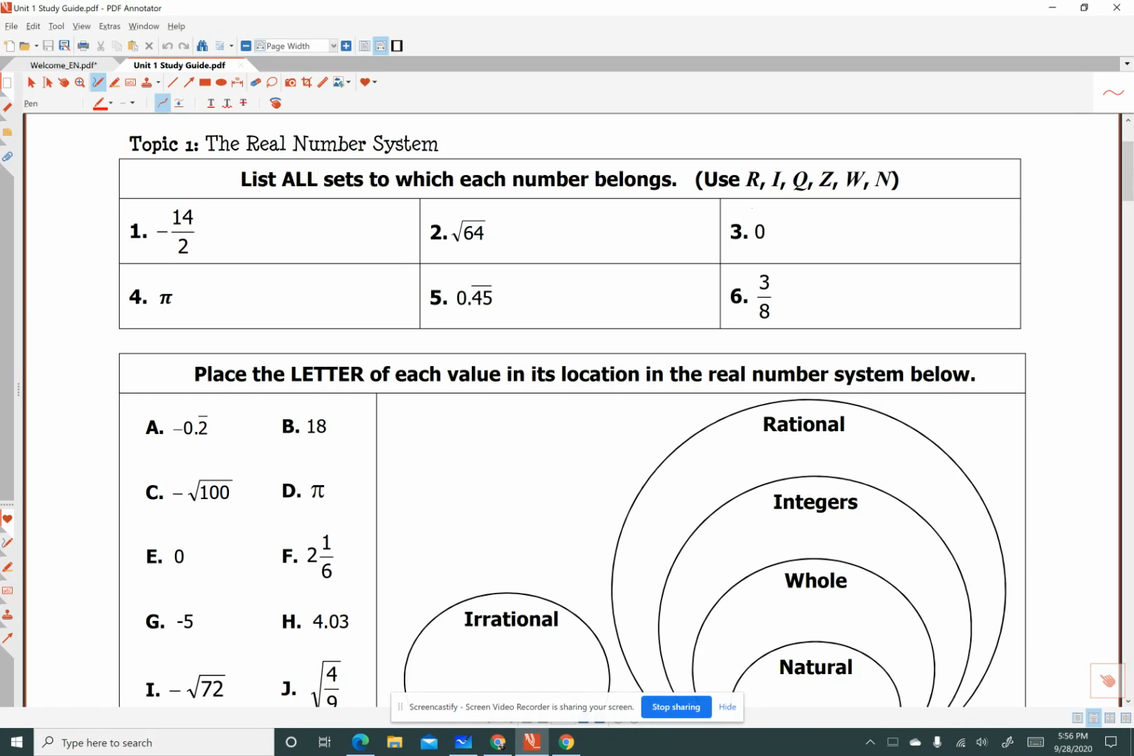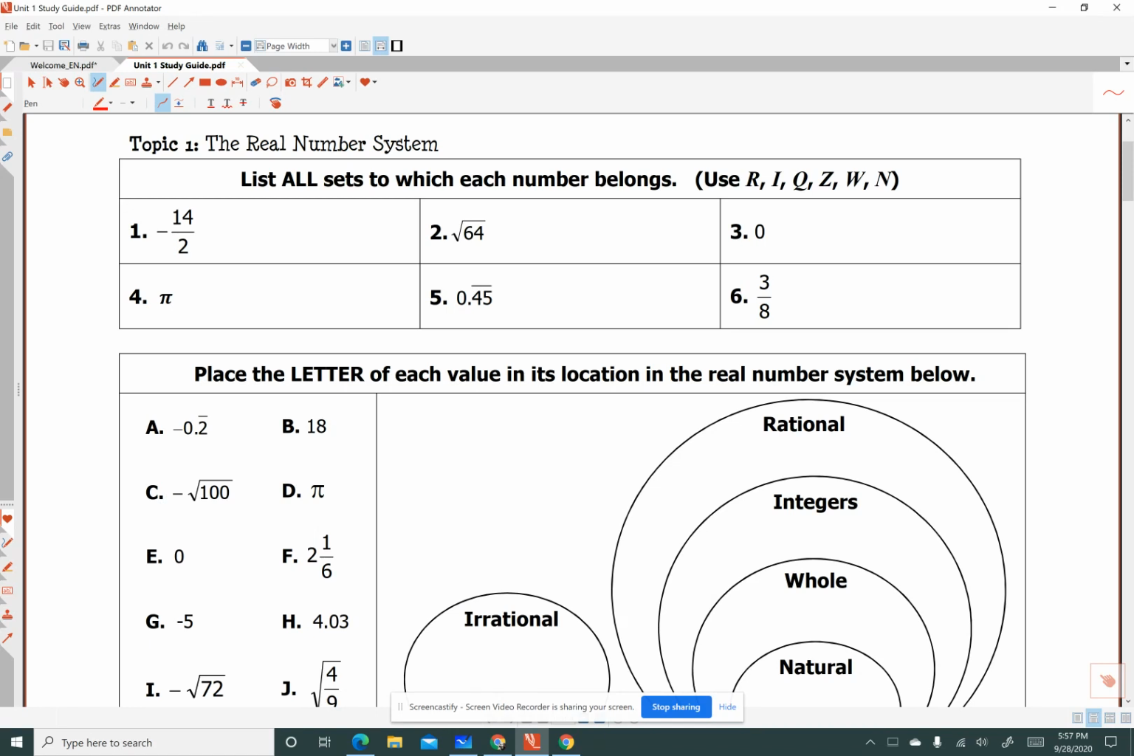I'm using R for all real numbers, I for irrational numbers, Q for rational numbers, Z for integers, W for whole numbers, and N for natural numbers. So remember, we want to evaluate anything that needs to be evaluated.